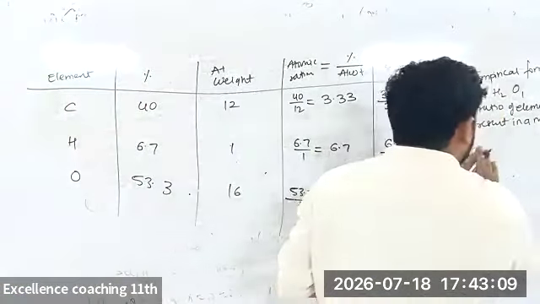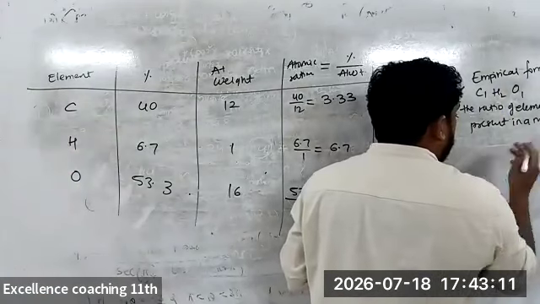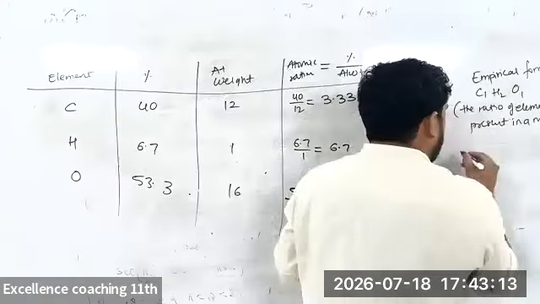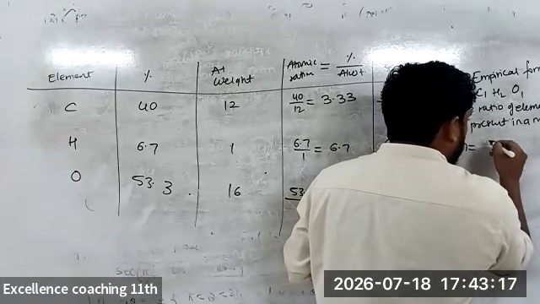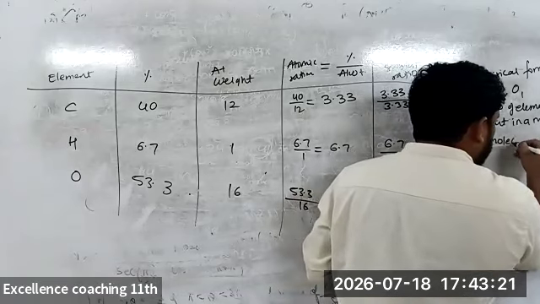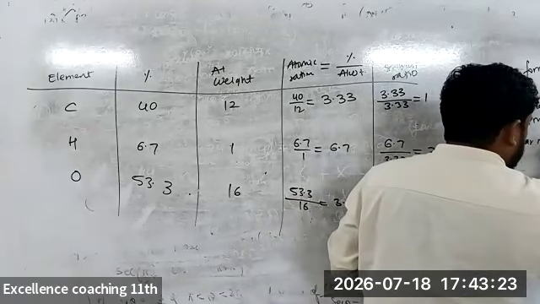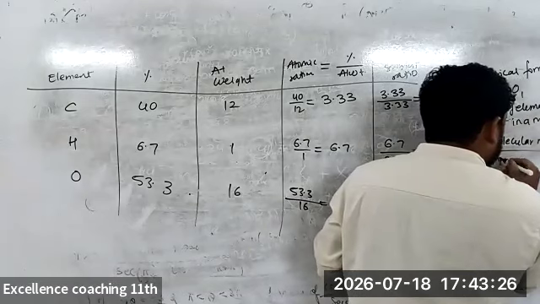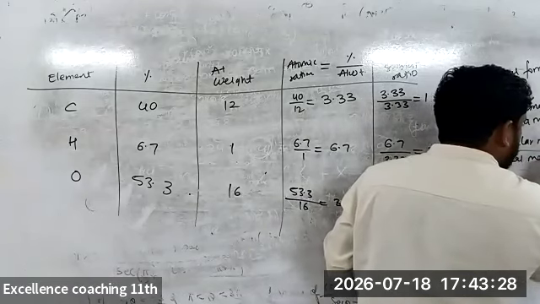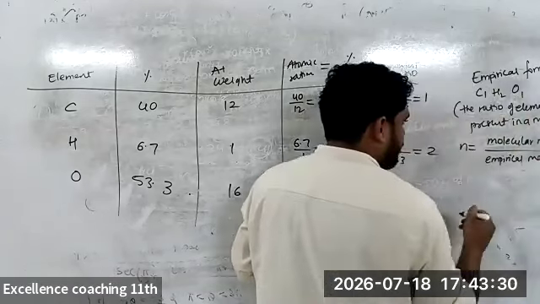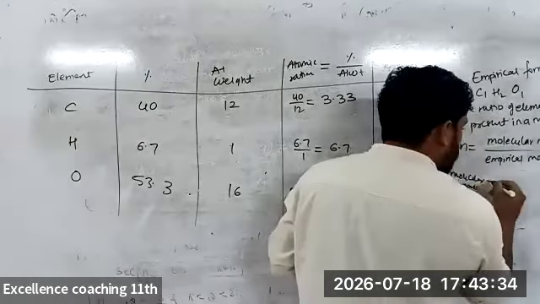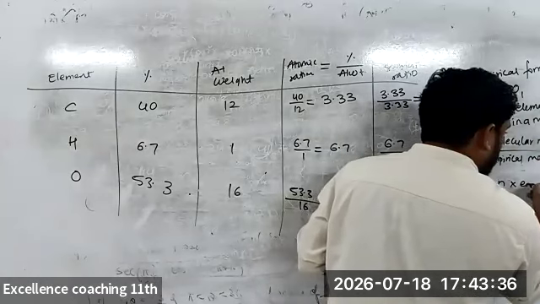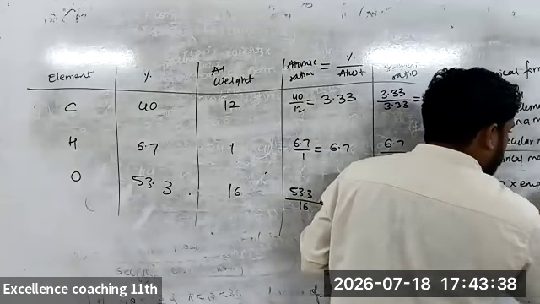Okay. Now to calculate the molecular formula, the formula is given as N into empirical mass equals molecular mass, that is, N equals molecular mass upon empirical mass. In your college notes, molecular mass is equal to N into empirical mass will have been given.